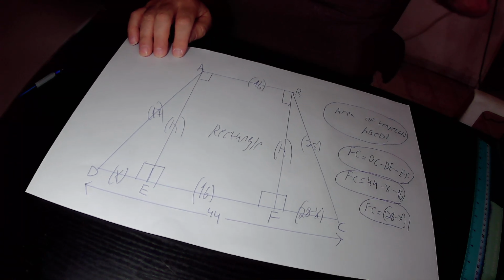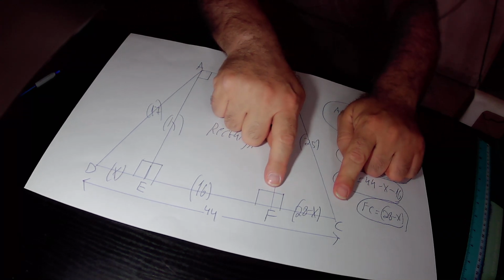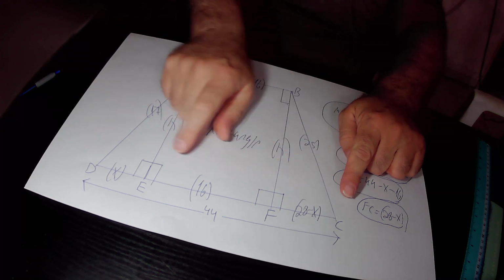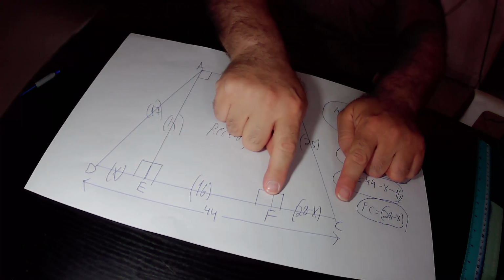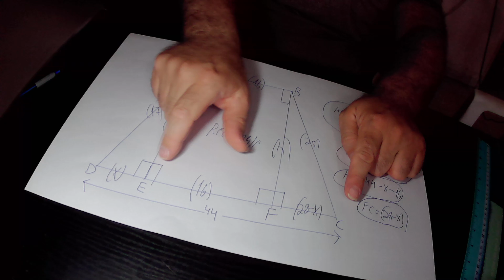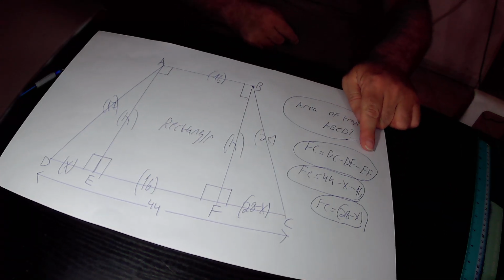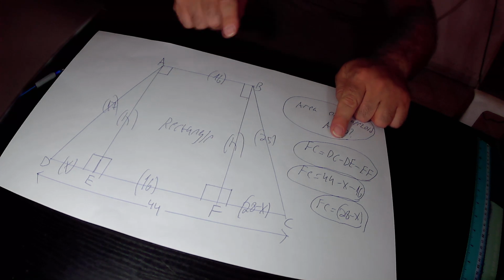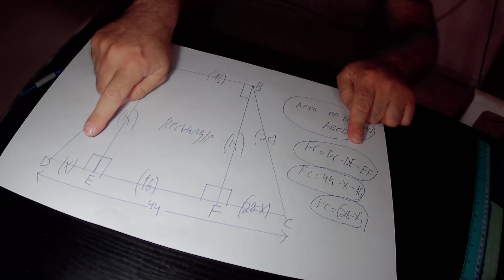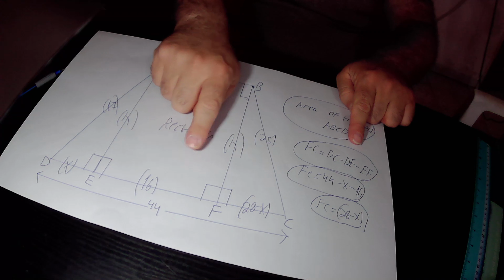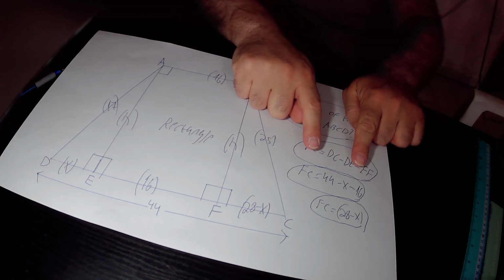So, what is the length of the missing line segment FC? From the figure, it is very easy to see that FC equals DC minus DE minus FE. So FC equals DC, that is 44, minus DE, that is X, minus FE, that is 16. So in total, FC equals 44 minus 16 minus X.